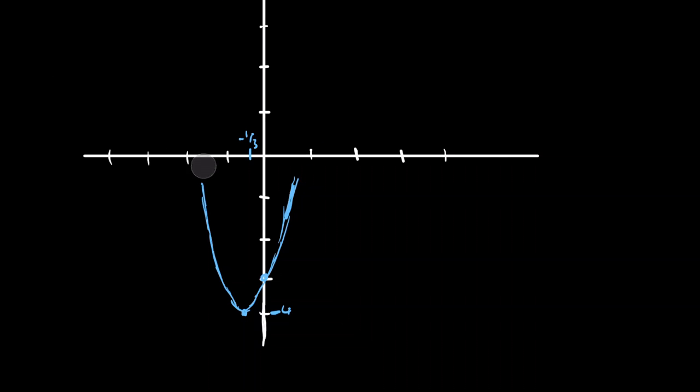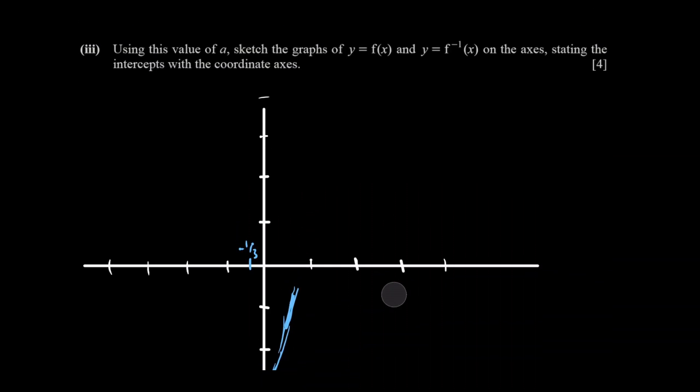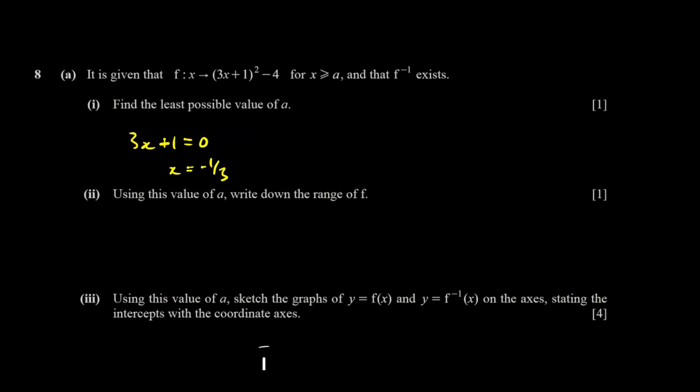Okay, so what I'm going to do is erase that bit there, right? We're saying we're taking that part of the graph, and that makes it 1-to-1. So we require that the domain is x is greater than or equal to negative a third, which is the same thing as saying a must be equal to negative a third. Okay. All right, using this value of a, write down the range of f.